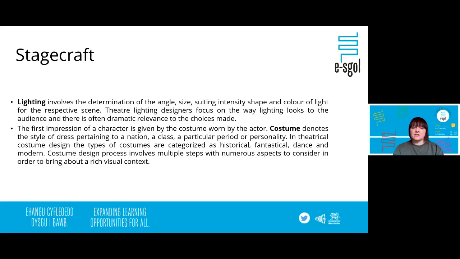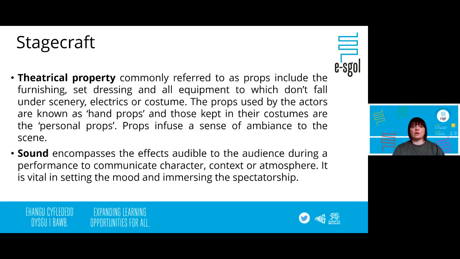Sometimes what you find is the first impression of a character is given by the costume that's worn by the actor, and the costume that is being worn often denotes the style of dress. It could link to a nation, a class, a certain time period or personality. So the costume design process involves multiple steps, and it's all about bringing about that rich visual context as well. Other things that we can't neglect are things like theatrical property, so the props that are being used, so the hand props or the personal props.